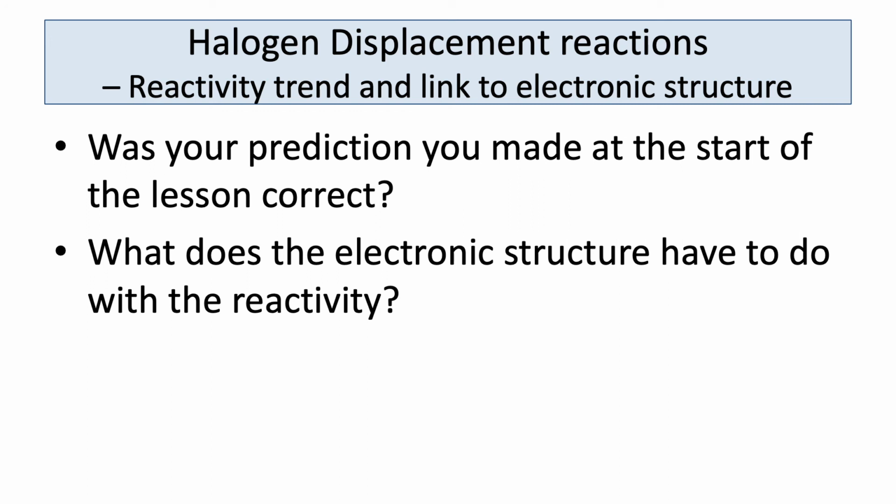What we're going to do next lesson is look at what the electronic structure, the fact that the atoms are growing in size and the electrons are getting further away from the nucleus as you go down group 7, has to do with this reactivity. I'll give you a hint. It's got something to do with how easy it is to gain one electron to get a full outer shell. You could have a go at writing that out in your books.